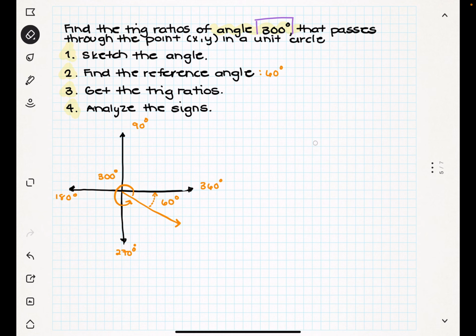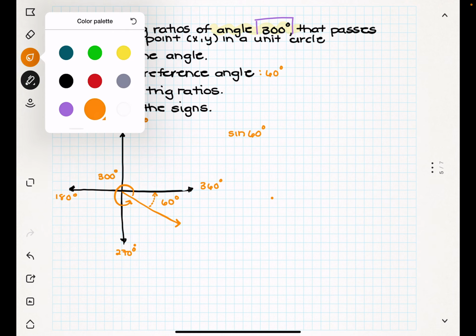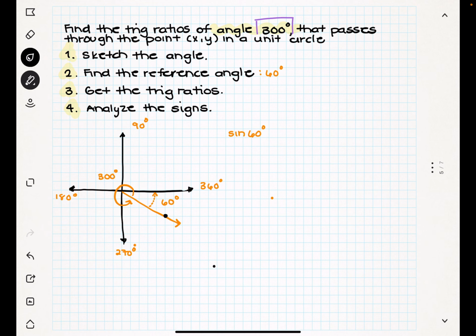So now let's get the trig ratios for this reference angle of 60. So I have sine of 60. And remember that I have a generic point. Let me put it over here, my generic point xy. So I can trace a triangle with a radius of 1. Let me switch my color. This is my x, this is my y, and this is my radius.